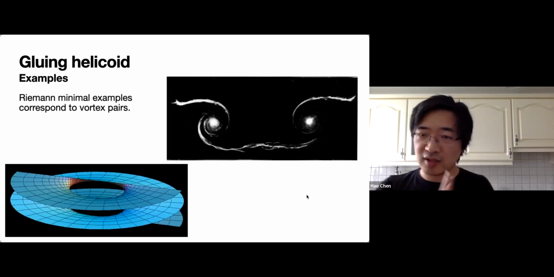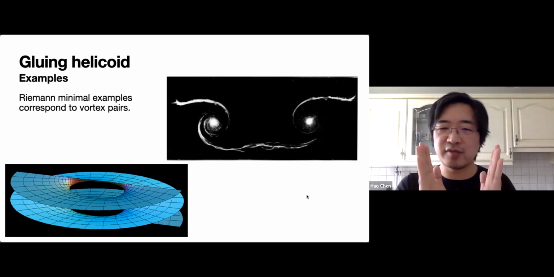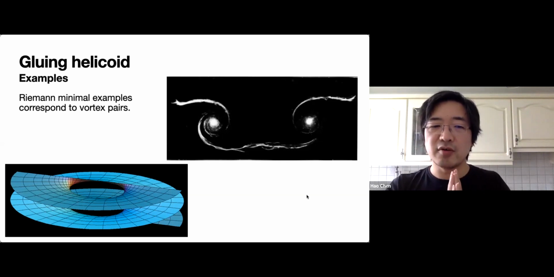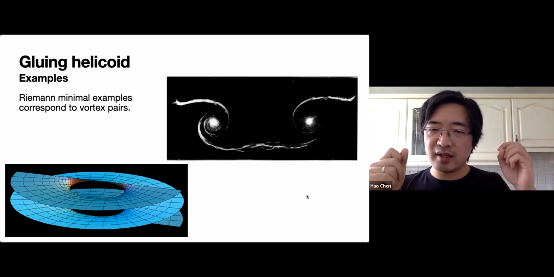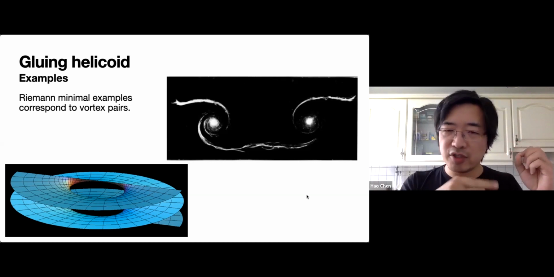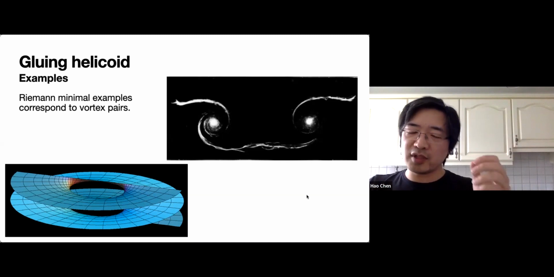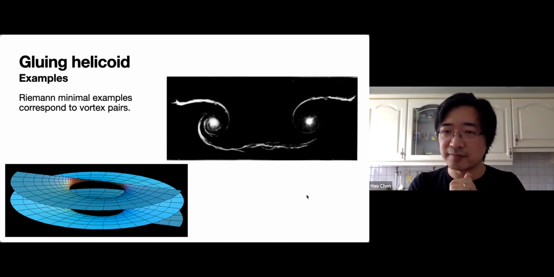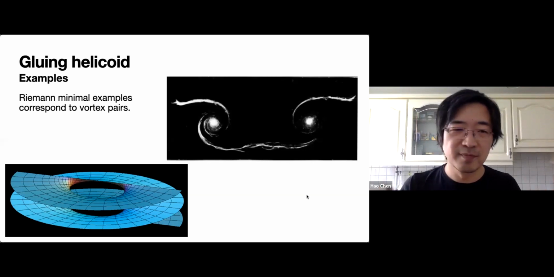And now some more classical examples. The Riemann minimal example. So we have two helicoids. They form a pair, and I don't know which year this is, but no problem. They correspond to a pair of vortices rotating in opposite directions. And this vortex configuration, I think, traces back to the beginning of human society.